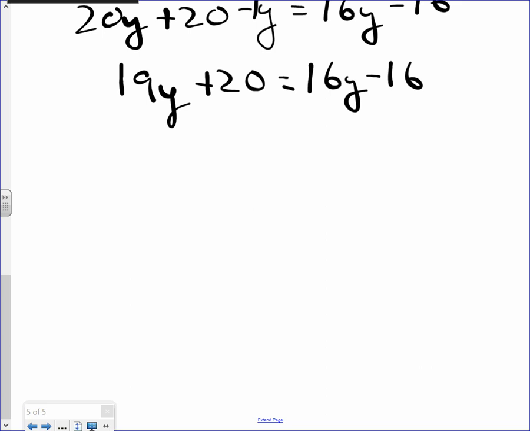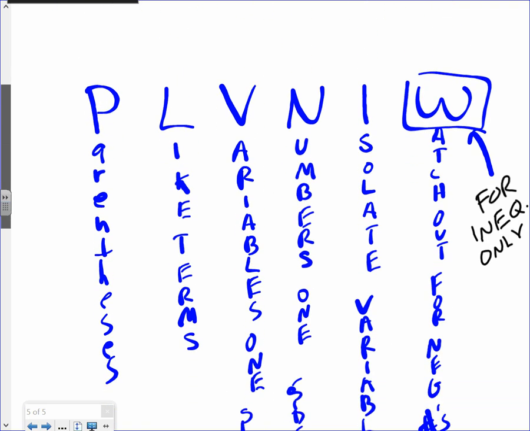This is a step that you can go either way. Remember, you can take the 10 freeway or the 60 freeway. I can either subtract 19y from both sides or subtract 16y from both sides. That'll get it on one side, either the right or the left. Your choice. Doesn't matter. I'm going to go 16y. See, right now, I'm on the V. I'm getting the variables on one side.